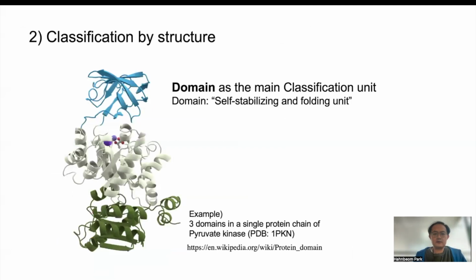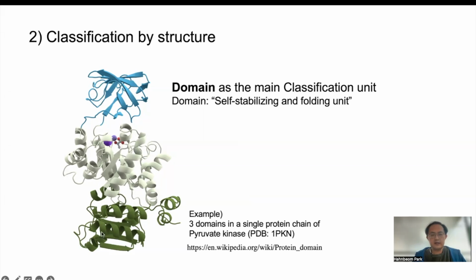Let's move on to the next part, classification by structure. Before beginning, we have to define a concept called domain. Protein domain is the main classification unit when you do structure-based classification. The domain means a self-stabilizing and folding unit of protein. So this is not always equivalent to protein chains, because a single chain can have multiple domains, or more than one chain can form a single domain.